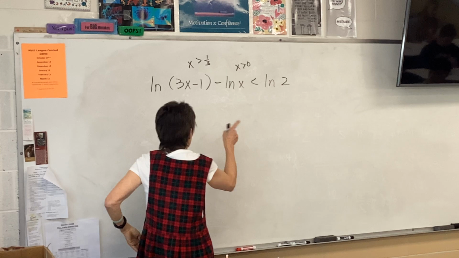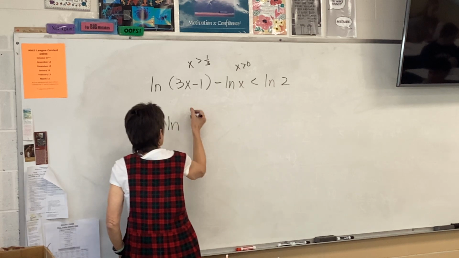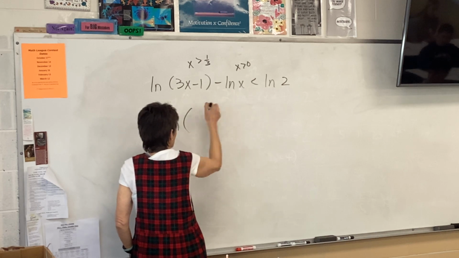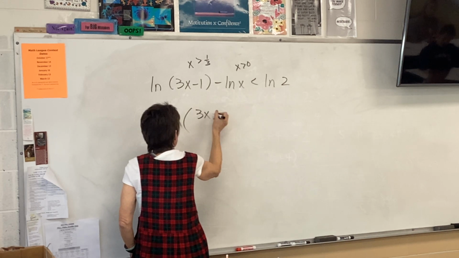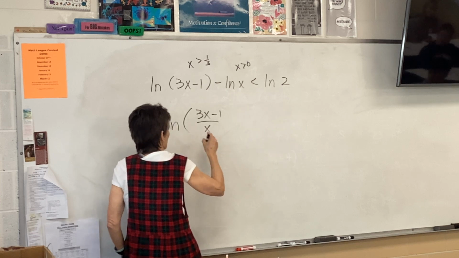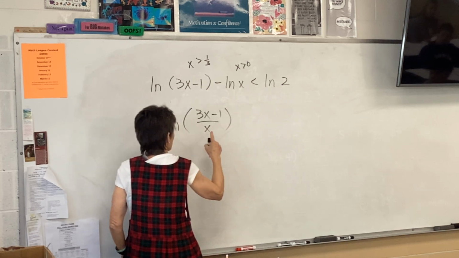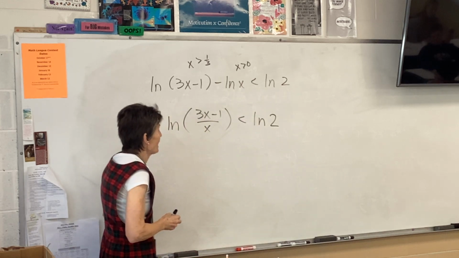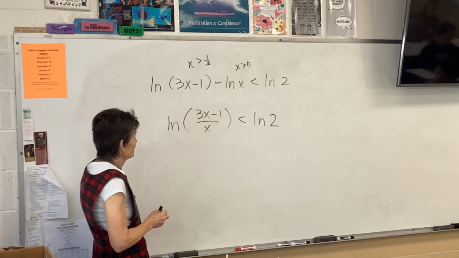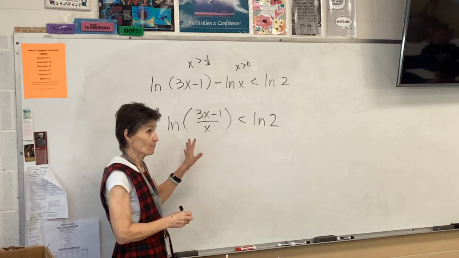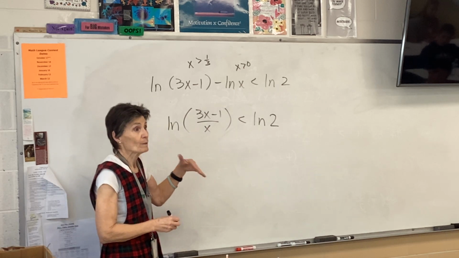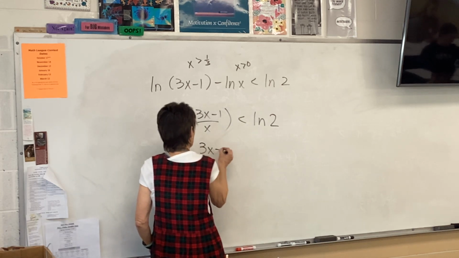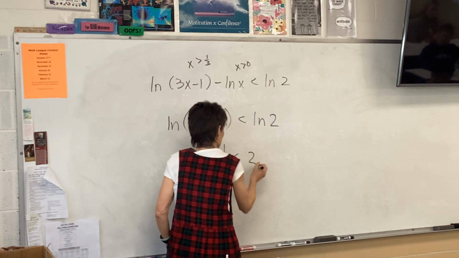Okay, now I'm going to actually solve the problem. So the first thing we probably ought to do is put this together as a division. Now, somebody had an interesting strategy. I'm going to talk about it in a minute. I'm going to go ahead and do this. I'm going to talk about an idea somebody else had that's kind of cool. But here we are, right? Now, we can drop the logs from both sides. So 3x minus 1 over x is less than 2.